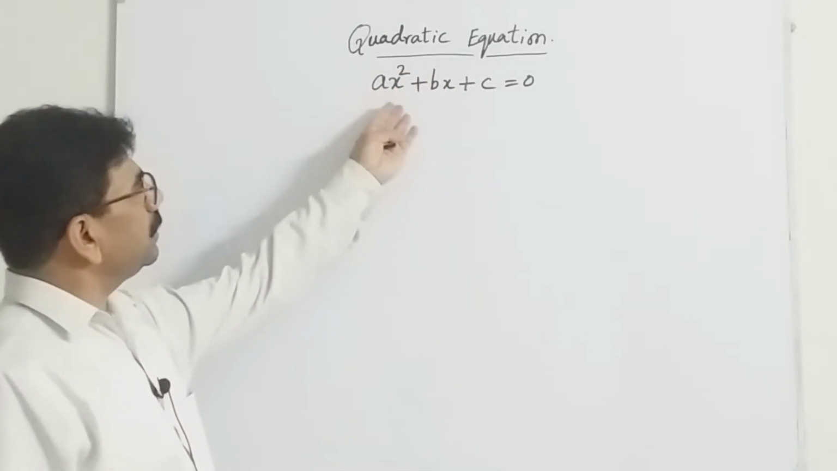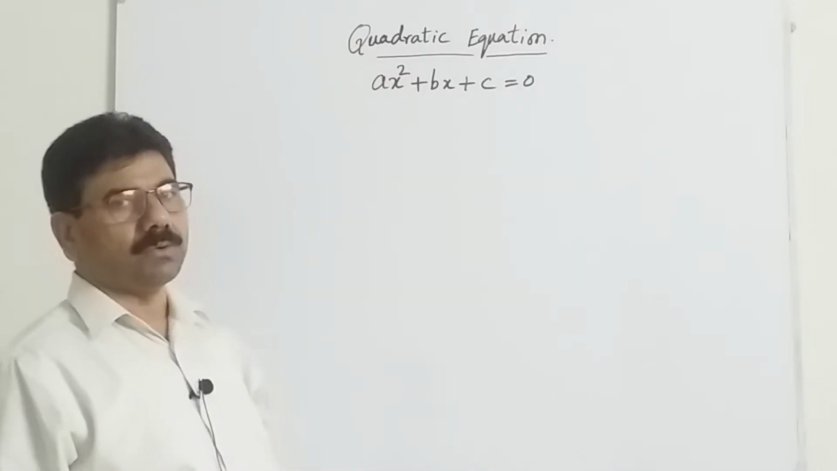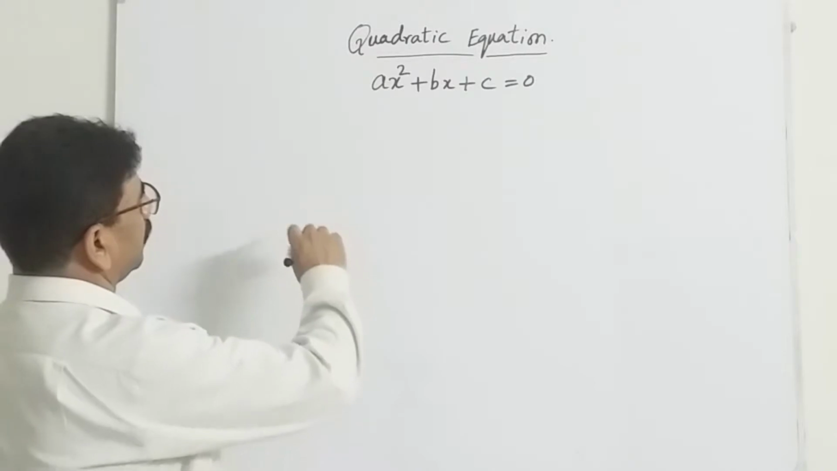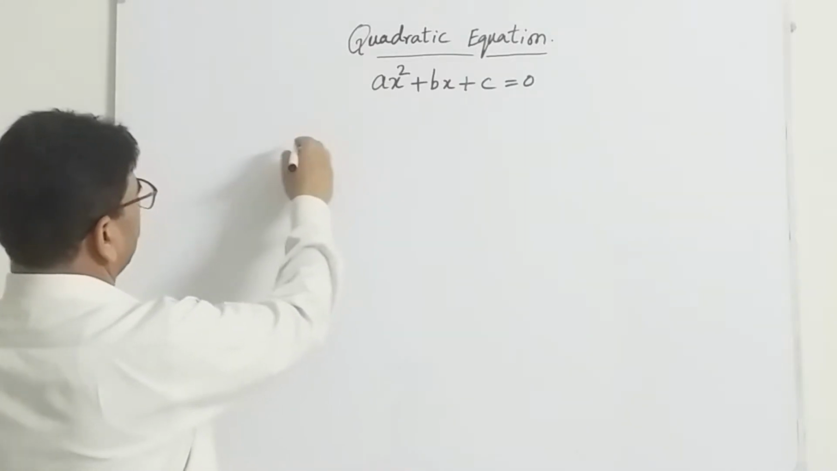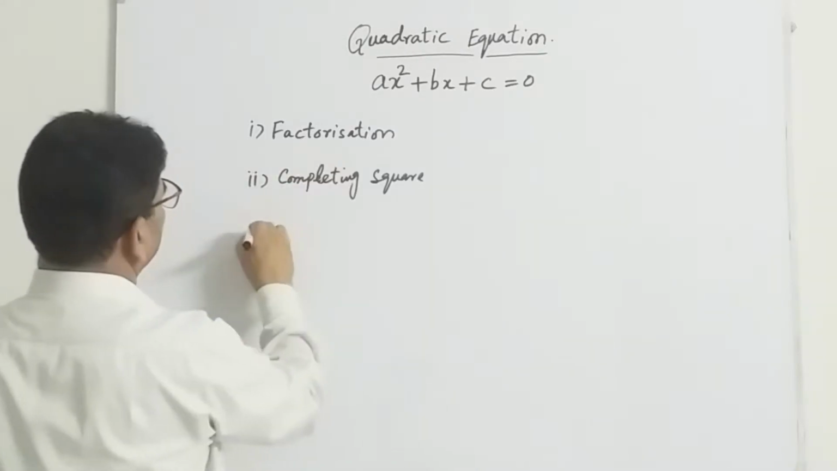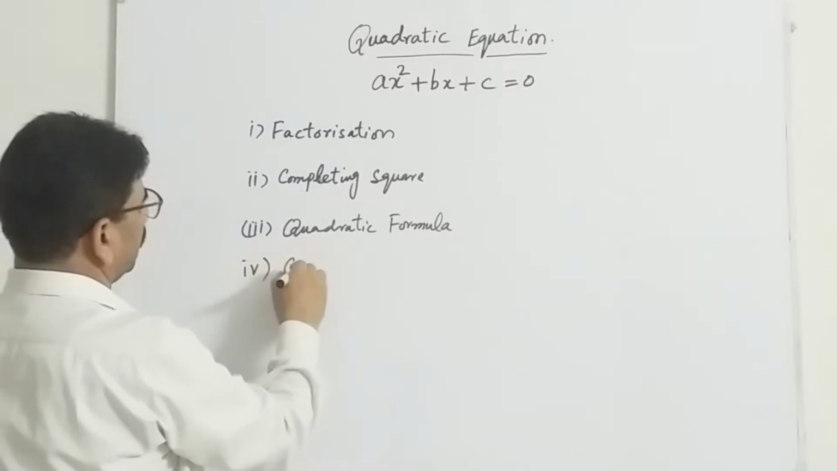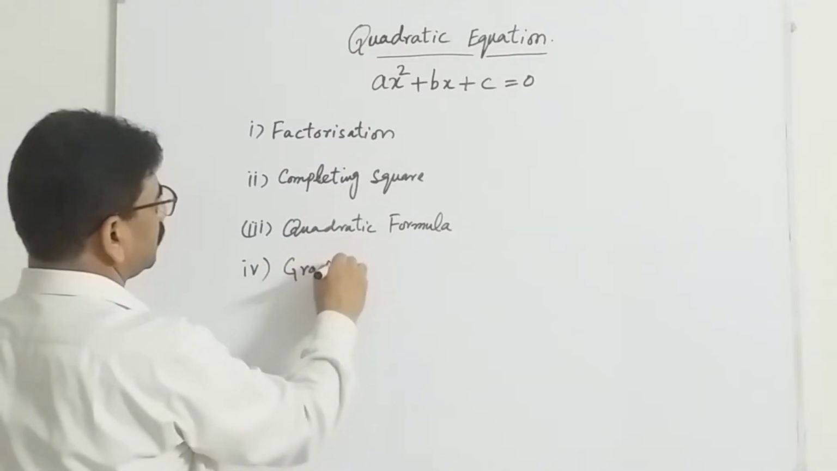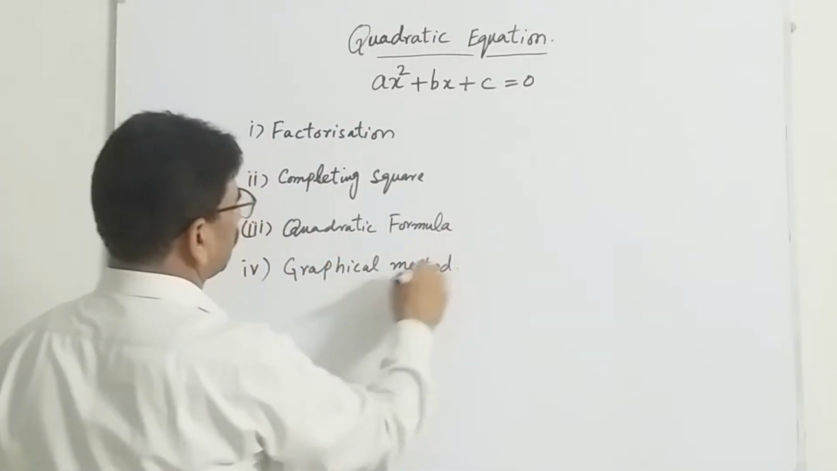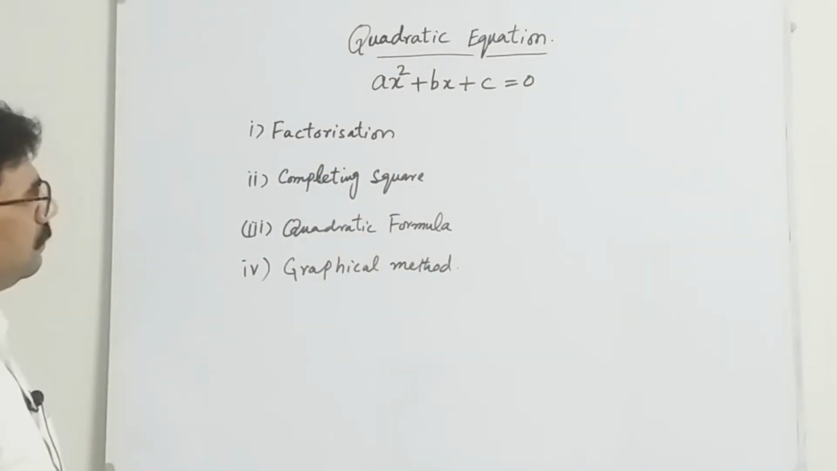Students, today we are going to discuss a very important topic, that is quadratic equation. The general form of a quadratic equation is ax square plus bx plus c equal to 0. To solve a quadratic equation, we can use a few methods: number 1, factorization, number 2, completing square, number 3, quadratic formula, and number 4, graphical method. We can use graphs to solve quadratic equations also. Today we will discuss the factorization method to solve quadratic equations.